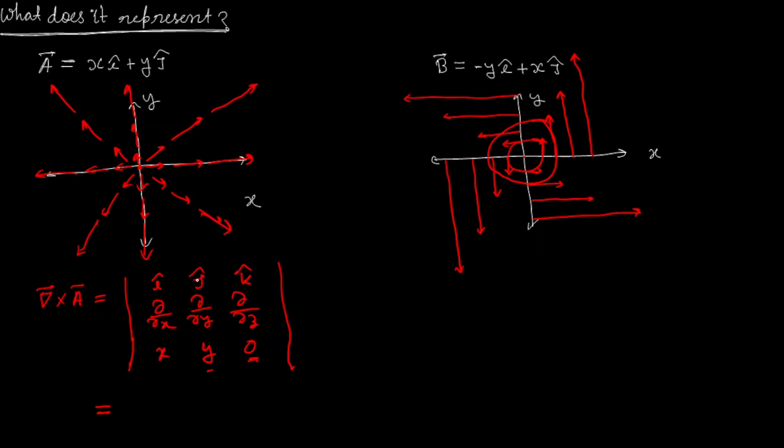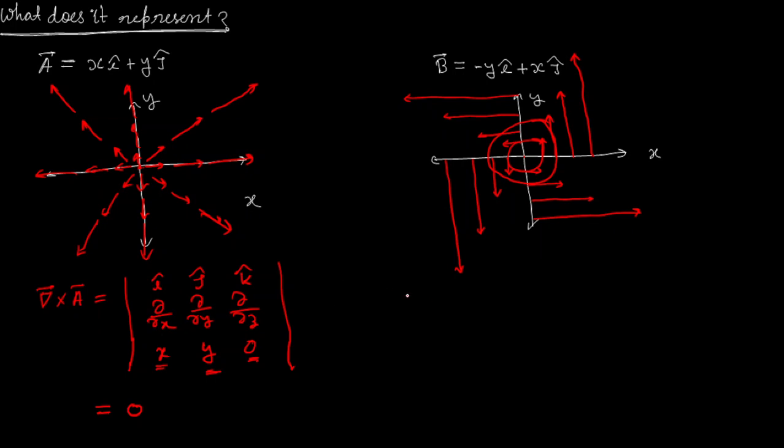And then if we want to find the j component, what do we have to do? Again, we differentiate x with respect to z, and then we differentiate 0 with respect to x, that will also give us 0. And for the k component, we differentiate y with respect to x and x with respect to y. So all components will be 0. So the curl of this vector will be 0.